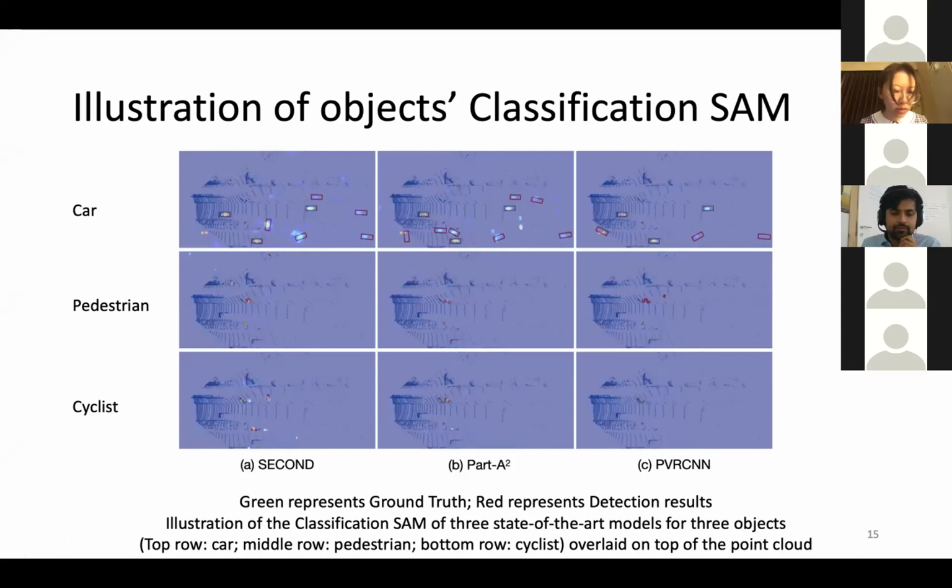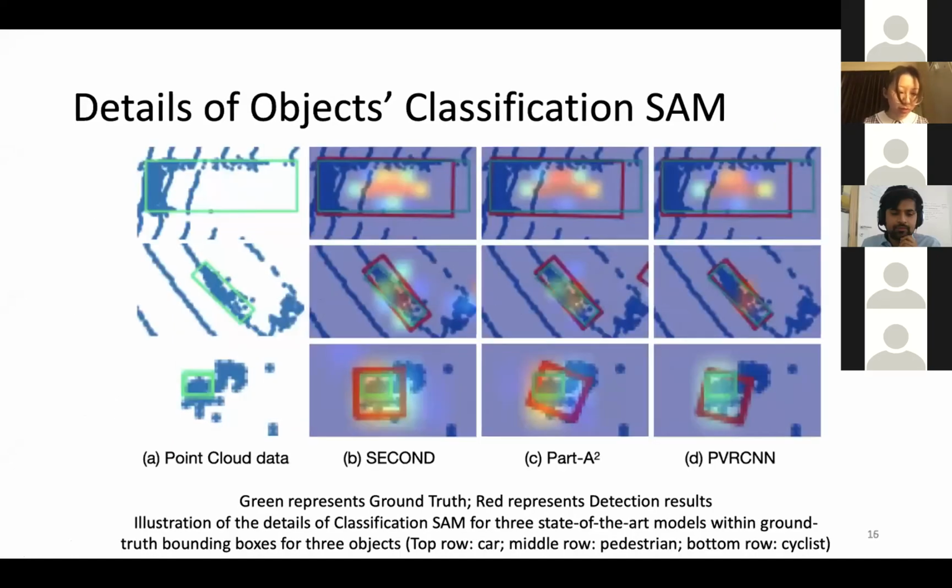For cyclists, the observation is similar. All these observations based on the activation area in SAM are in line with the detection performance reported in the previous table. To further demonstrate the details of SAM in classification, we show the blow-up results of SECOND, Part-A2, and PV-RCNN within the ground truth bounding box of car, pedestrian, and cyclist. They all perform similarly within the ground truth bounding box.